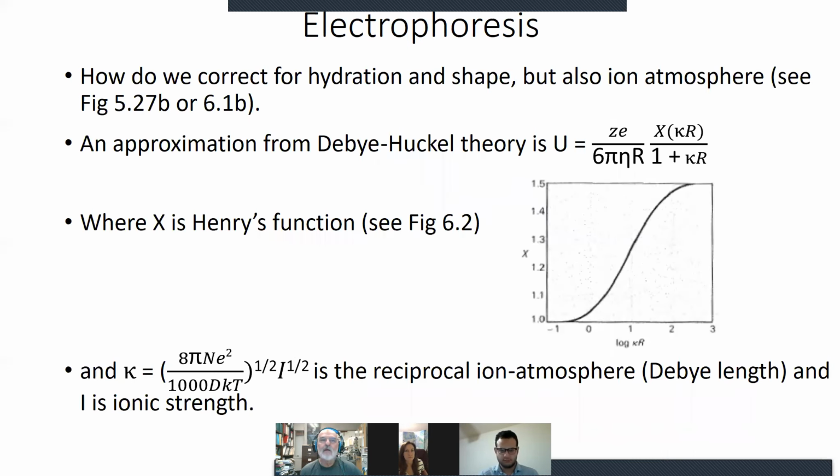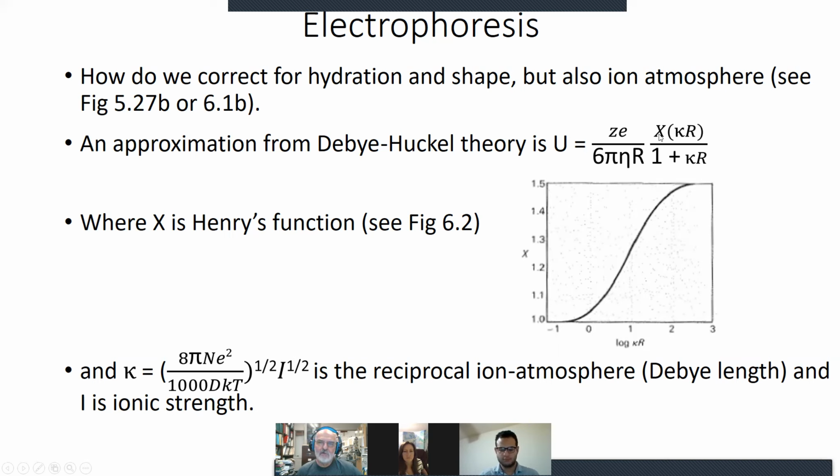Okay. Now, correcting for hydration and shape can be done partially by applying what is called the Debye-Hückel theory. I've mentioned this to you before, and we've gone over some of this a little bit. We're not going into a lot of detail. But what you can see here is that the mobility can be represented as ZE divided by the frictional coefficient. If it's a sphere, this is the shape that we use, 6 pi eta r. But then there's this correction factor that comes out of the Debye-Hückel theory.